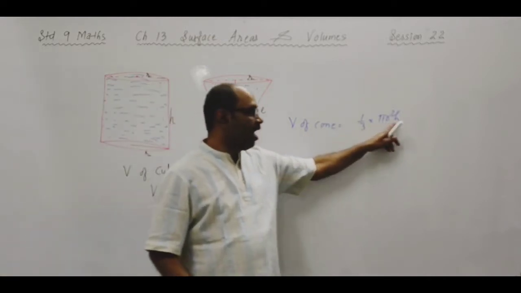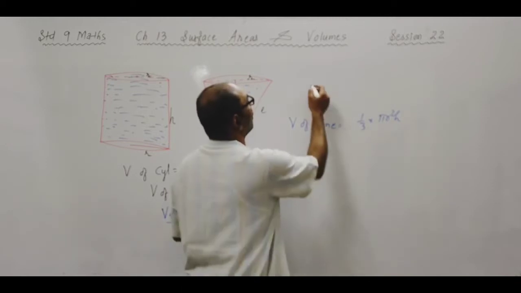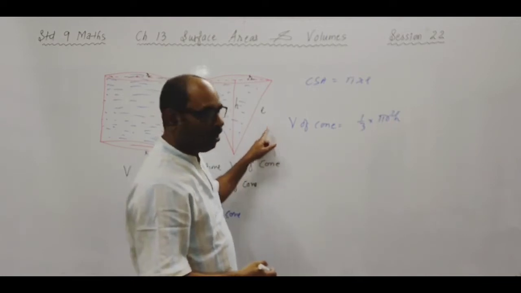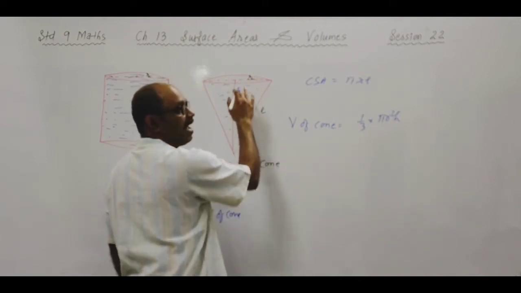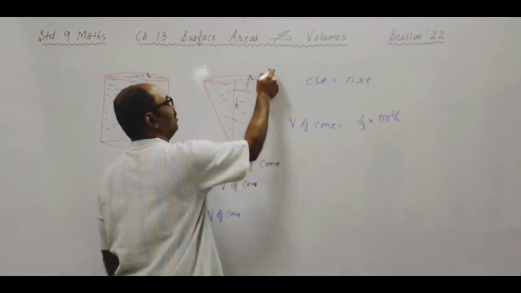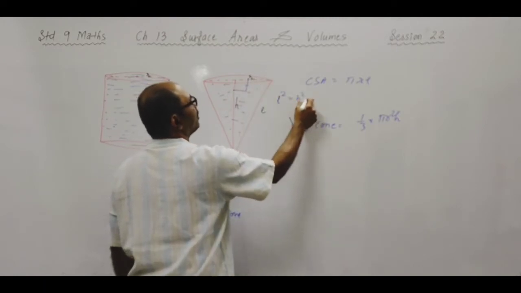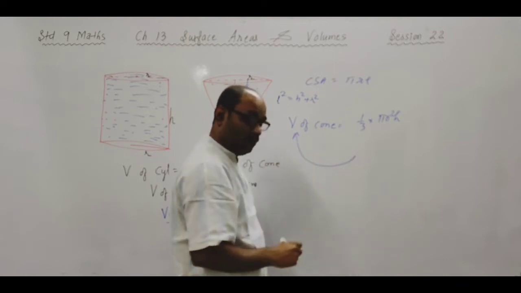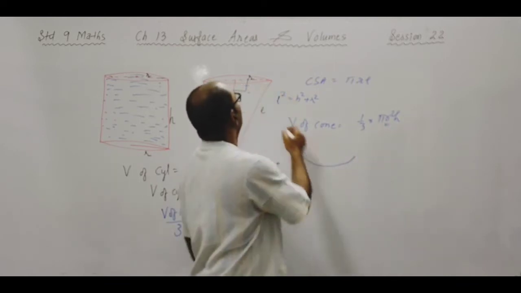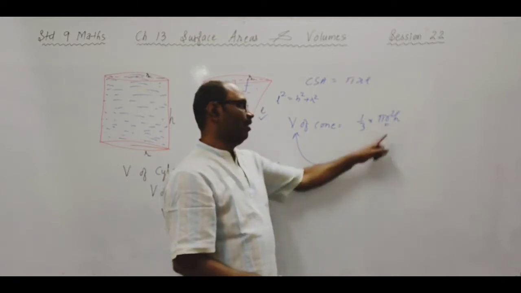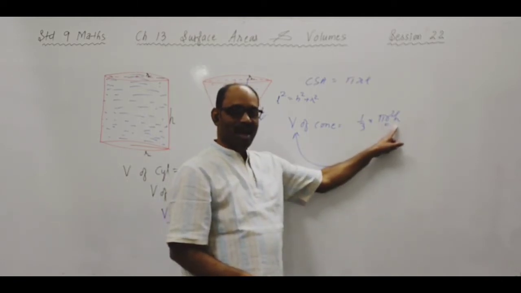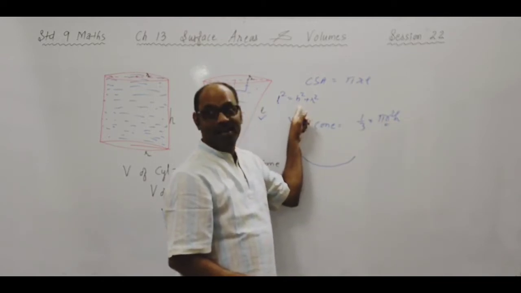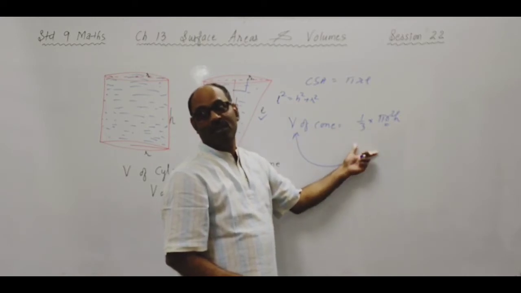So in the volume formula, height is involved. If you remember the curved surface area of cone, the formula is πrl, where slant height is involved. And you shouldn't forget the relationship between h, r and l. This is the right angle, this is the hypotenuse: l² = h² + r². Suppose you are told to find the volume, radius is given and slant height is given. But you require vertical height h, so you can use this formula. l and r are known. First you will have to find height, and then you can go for the calculation of volume.